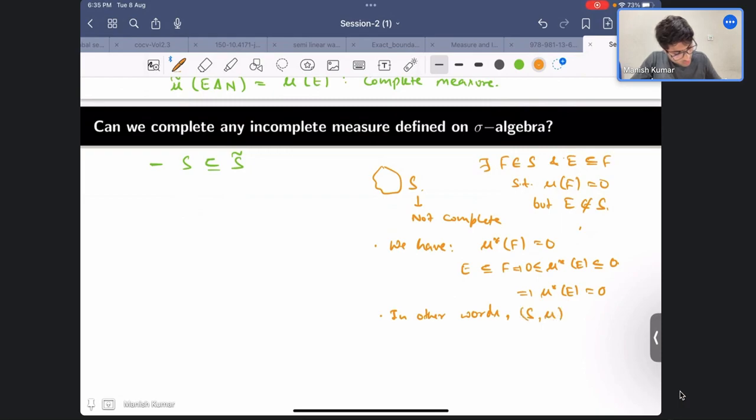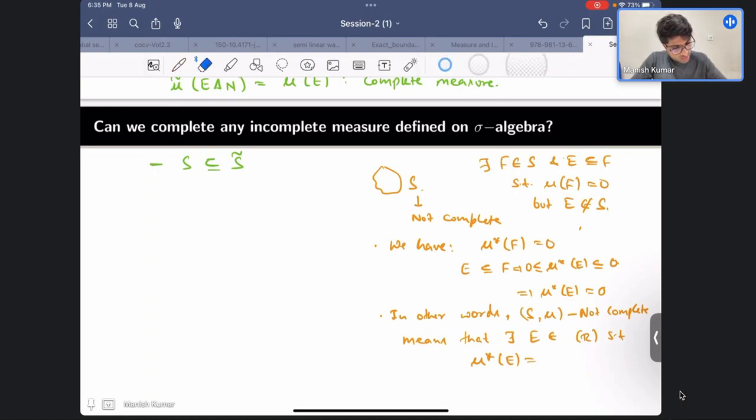S, mu not complete, this means that there exists E in, not S, in H of R, such that mu star of E is 0 but E does not belong to this S.